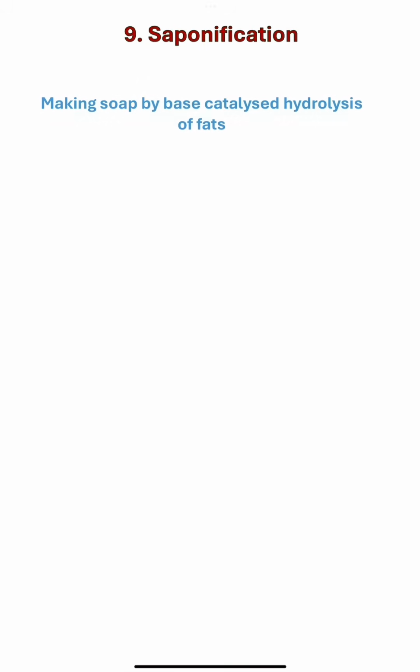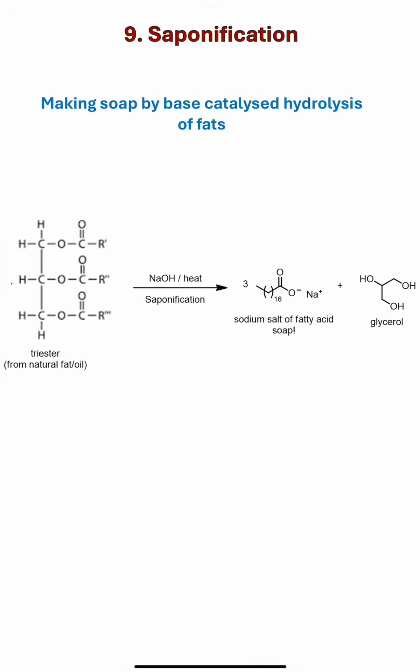Saponification is basically making soap, which is a type of base catalyzed hydrolysis. You can take a fat, like triglycerides, and react it with a strong base like sodium hydroxide. The ester bond in the fat will break down to give you glycerol, and it will give you the sodium salt of the fatty acid.